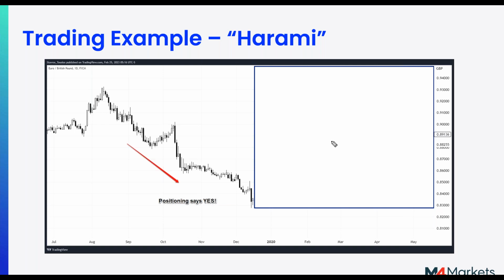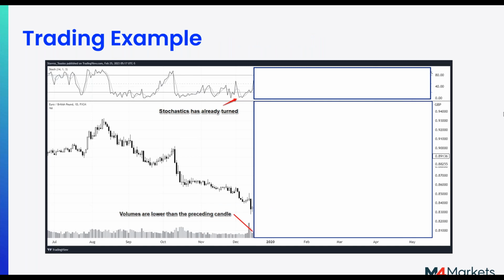But then if we move to the next page, and I actually show the indicators now, look, the stochastic has already turned. It's already in actual positive territory, right? It's in positive territory, I repeat. And the volumes on the inside bar are much smaller than the preceding candle, much smaller, right? So let's look at this. Now, what does this mean?